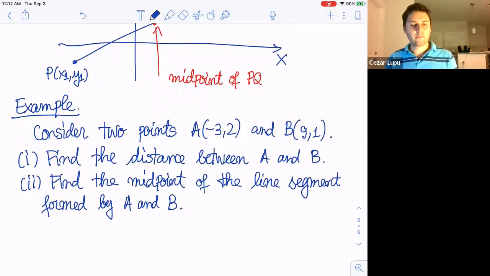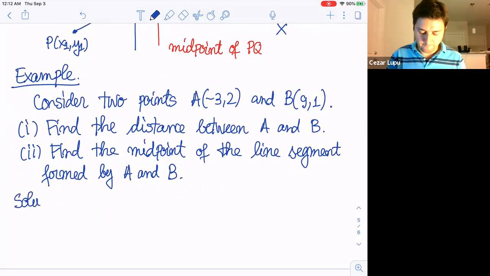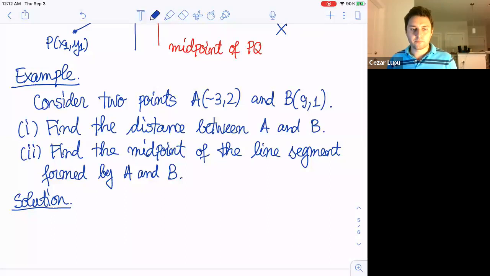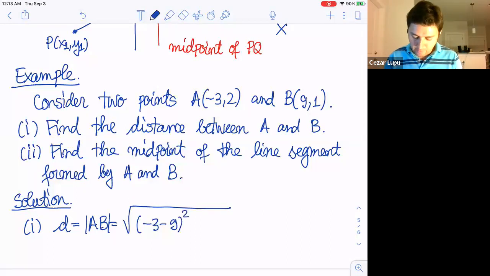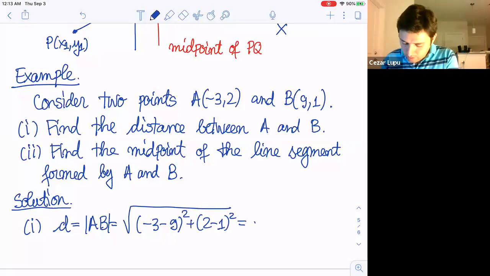Well, guess what? It's just the distance formula. So the first one is the distance between A and B, let's call this D of AB. Let's put here an absolute value if you want. The distance will always be a positive number, but anyway. So it will be the square root of negative 3 minus 9 squared plus 2 minus 1 squared. And this computation will just give you square root of 145.